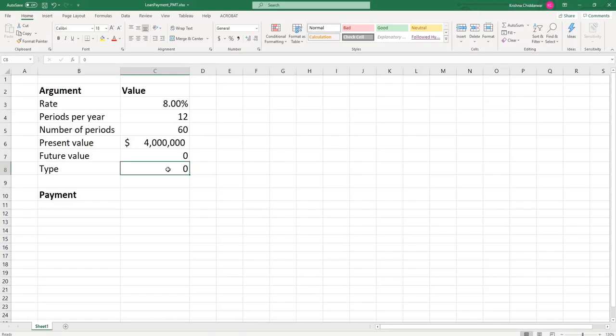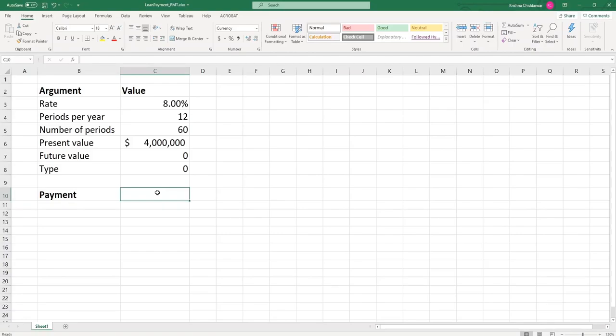Most of the common type of loan is to pay at the end of the period, and that is type 0. If your payment is due at the beginning, then it's type 1. Future value and type are not required, they are optional arguments, but I wanted to list them here in case you need them. Now I'll go down to cell C10 and create a formula to calculate the payment.